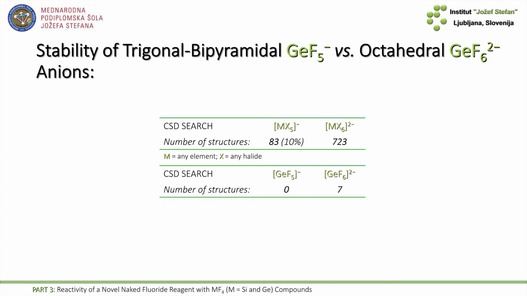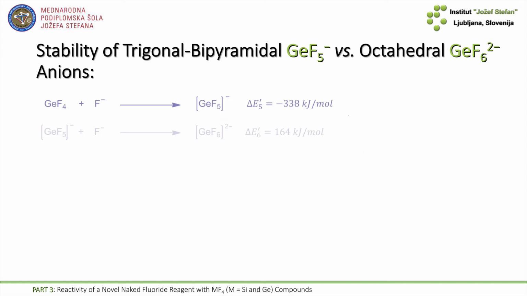And if we take a look at the crystal structure, we can see that metal halides tend to form hexahalidometallate anions, and pentahalidometallate anions represent only roughly 10% of all the structures. And we were wondering why. And in the literature you can find and perform calculations. So for example, you can calculate the addition of one fluoride to, let's say, germanium tetrafluoride to yield pentafluoridogermanate anion.